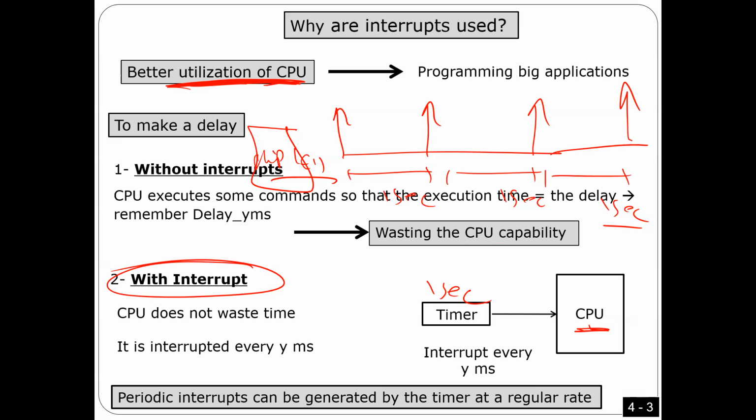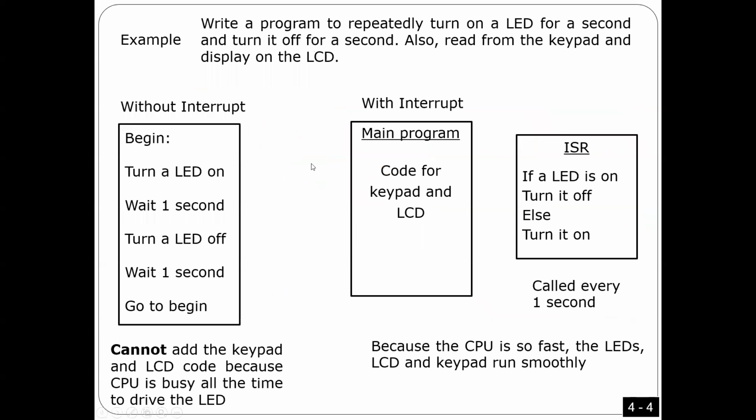Very important. Sorry, let me finish this example and then I'm going to take questions, because it's very important to understand. For example, if I ask you to write a program to do flashing of an LED, on for 1 second, off for 1 second, and also at the same time I want to read a value from the keypad and display it on the LCD. So I want to do flashing, and at the same time read a keypad and put it on the LCD. Without interrupts, you can't do that. Without interrupts, you can only do one task, which is, for example, flashing.